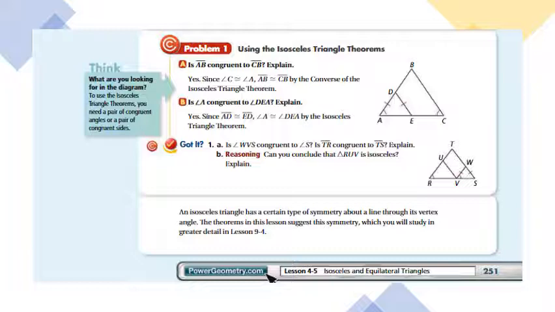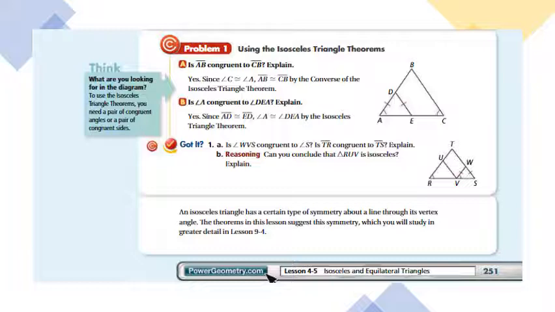And we know that by the converse of the isosceles triangle theorem, if the base angles are congruent, then the sides are congruent. So TR is congruent to TS. Okay, let's see.